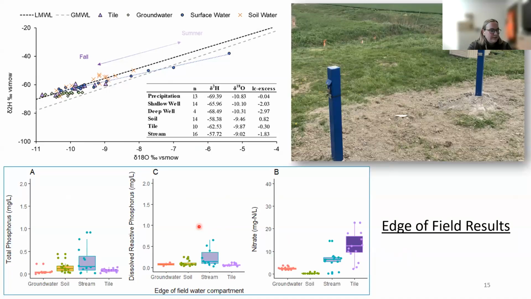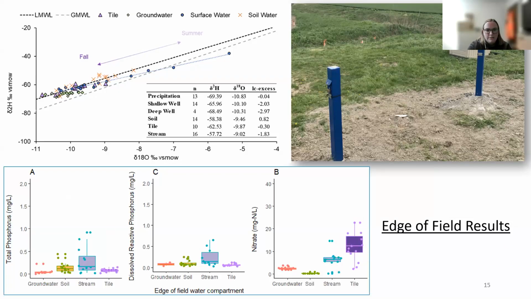Results from the edge of field site showed elevated total phosphorus and dissolved reactive phosphorus in the stream, but not really in any of the groundwater locations. And for nitrate, the tile had increased levels of nitrate, as well as the stream. It was also very seasonally variant.